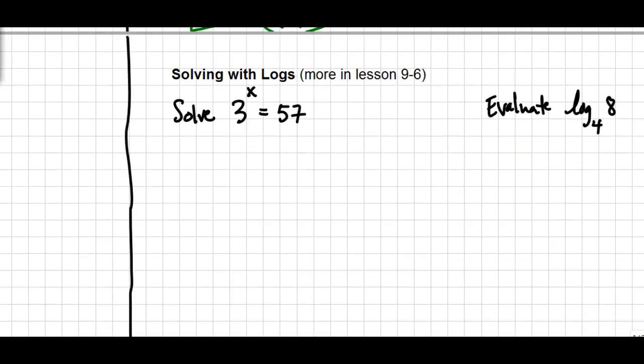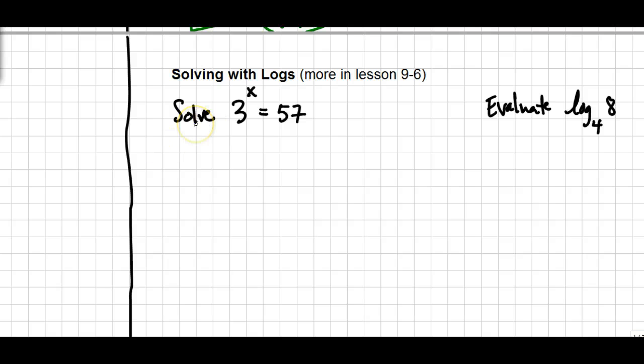We've got two more problems to go here. If you're asked to solve, we will learn official solving techniques or revisit them in lesson 9.6. In this lesson, you're not really solving anything other than finding whatever's missing, but you won't use traditional algebra to do things on both sides. We'll do that in lesson 9.6.